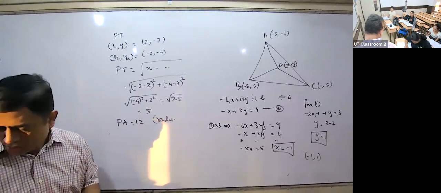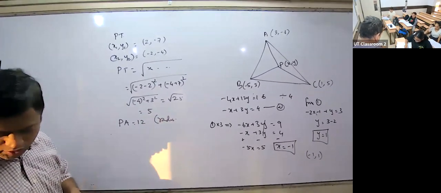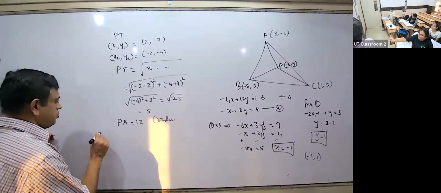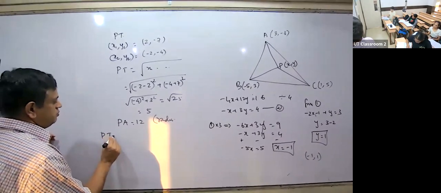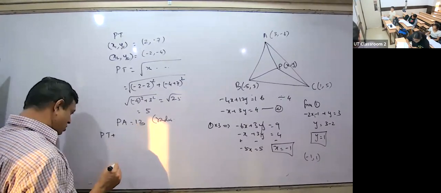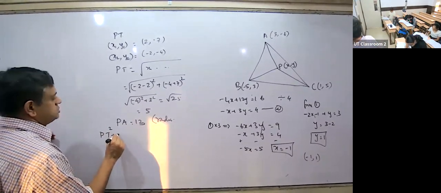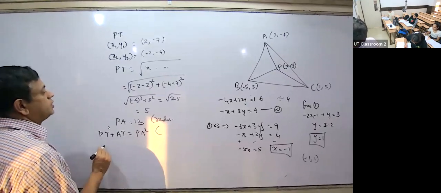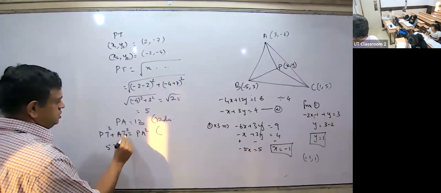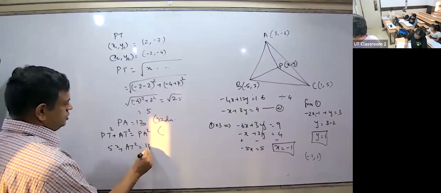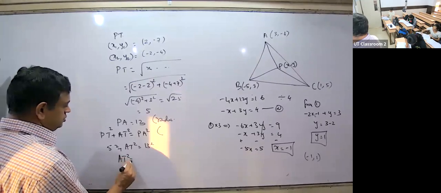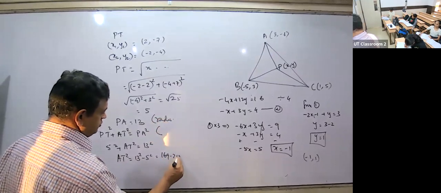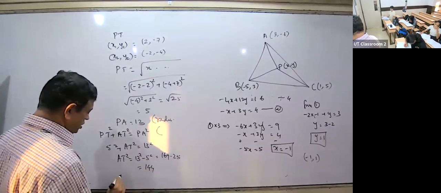BA is not given now, but the radius is given. Then what will you get? PT square plus AT square is equal to PA square, which is 30 square. Reason: Pythagoras. PT square plus AT square. 30 square, 17 square minus 5 square. 169 minus 144. Therefore, AT is equal to 12. That is the first answer.